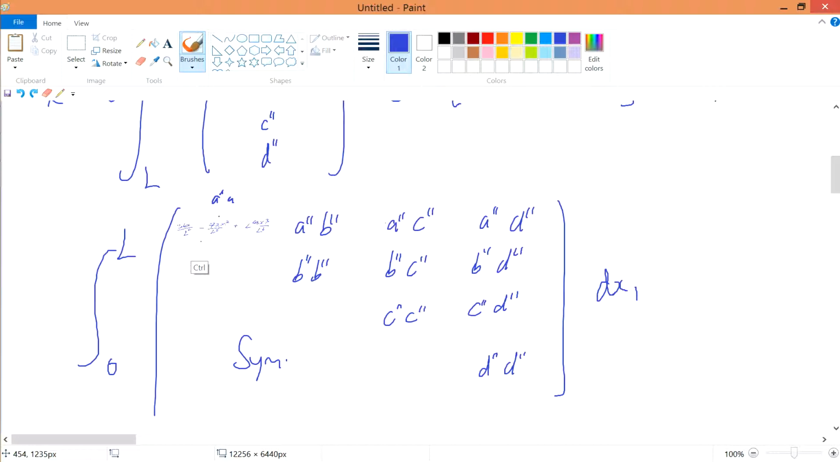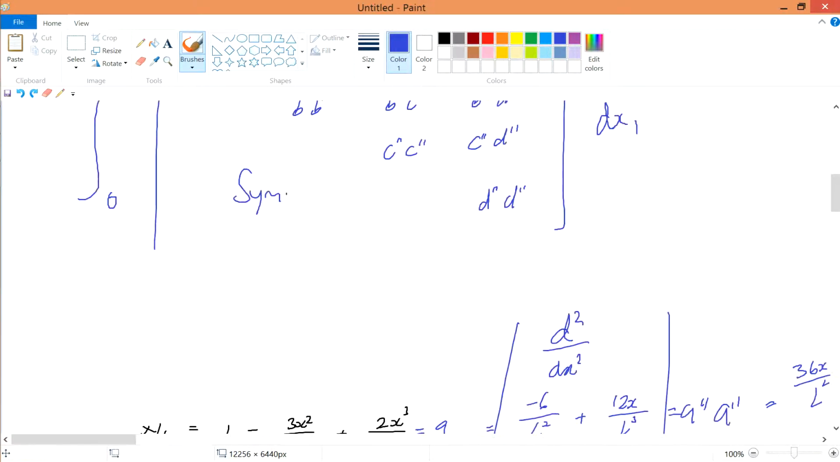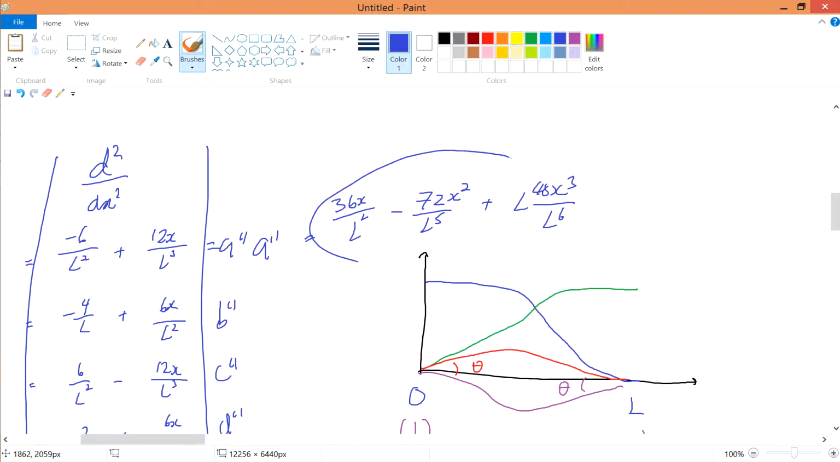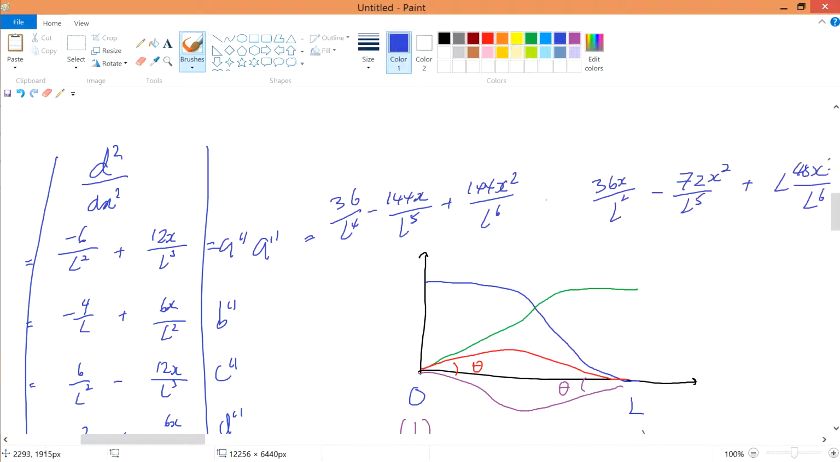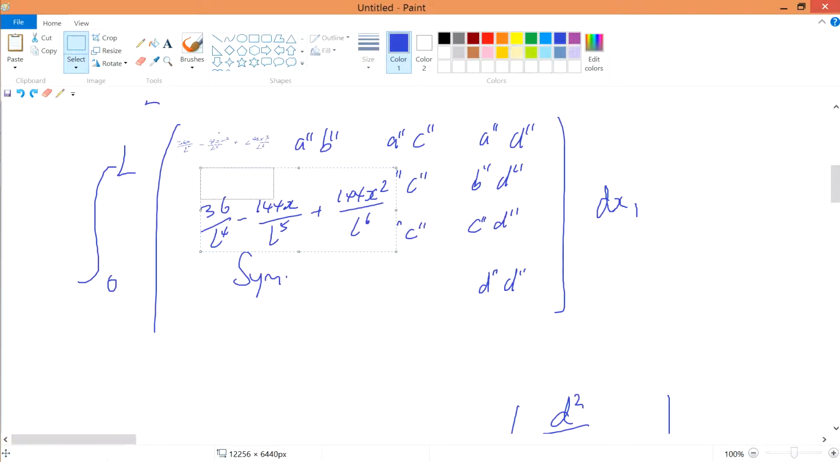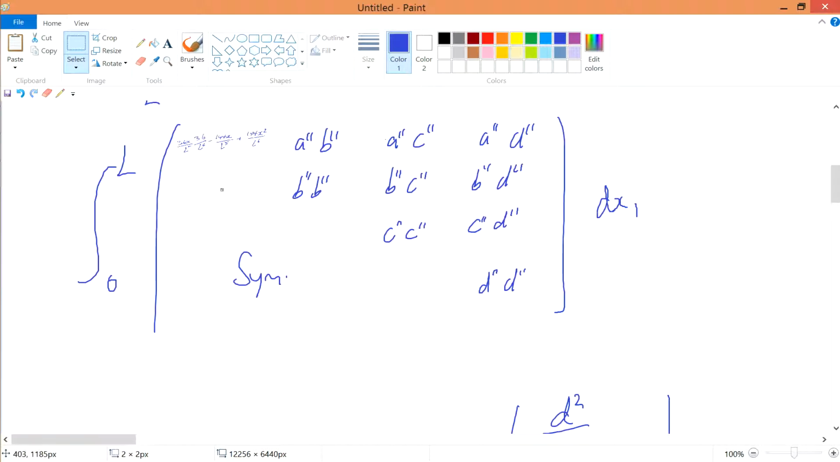Alright, so I'm going to integrate your 36x over here. If I were to integrate this from L, my a prime prime over here should be 36 over L to the power 4 minus 144x. It's not minus 7.2, that's this one. Now, my careless mistake. I should have said a prime prime over a prime prime is actually this one. Okay, it's my careless mistake. I'll just simply zoom it in over here.